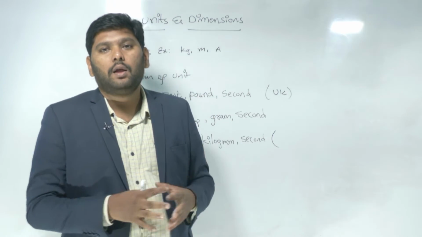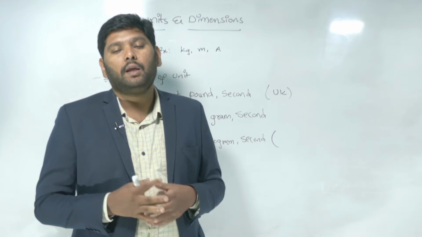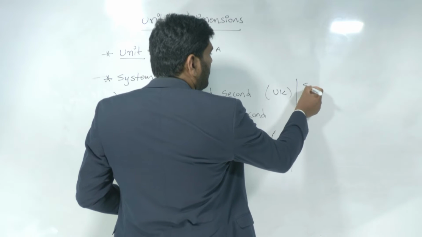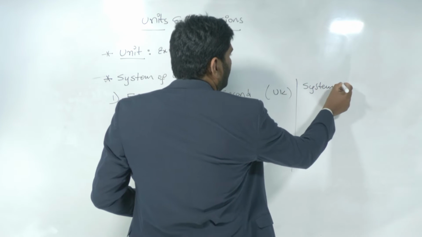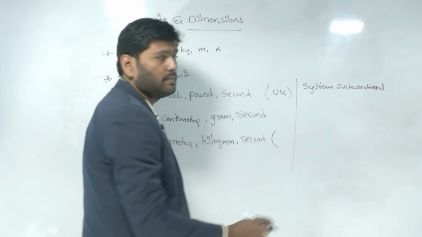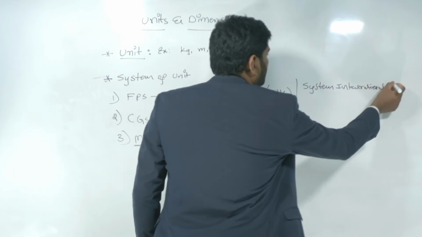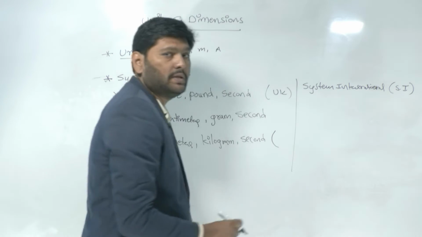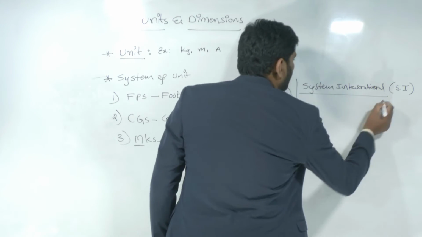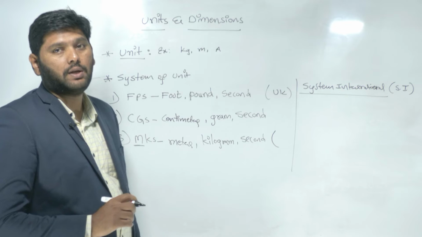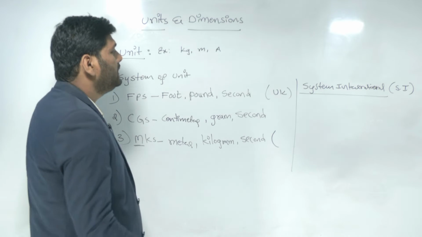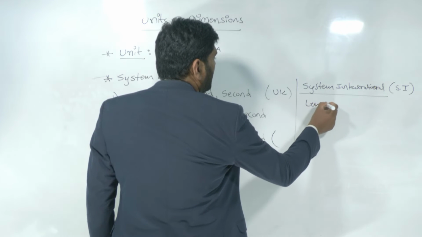gathered and combinedly gave one system of units, that is nothing but System International. This is very important. That is called the SI system, which means that in the world, every country must follow this system of units only. According to the System International, the SI unit of length is meter.